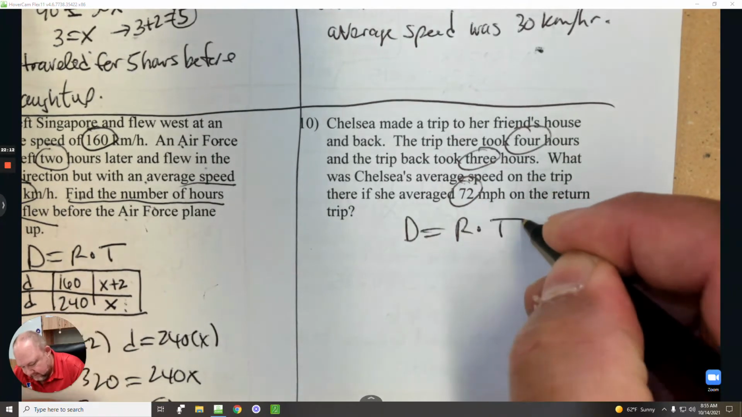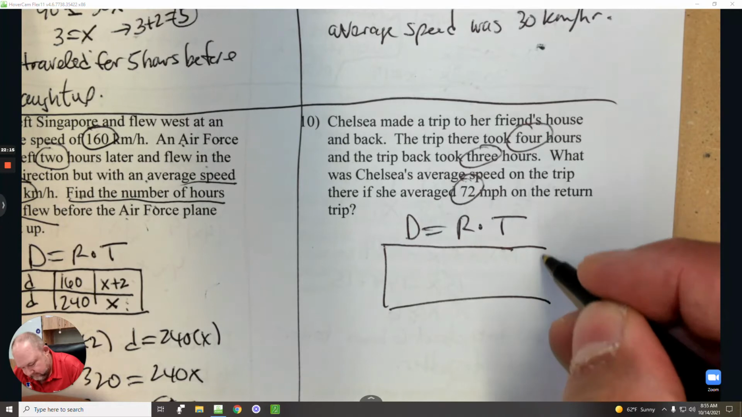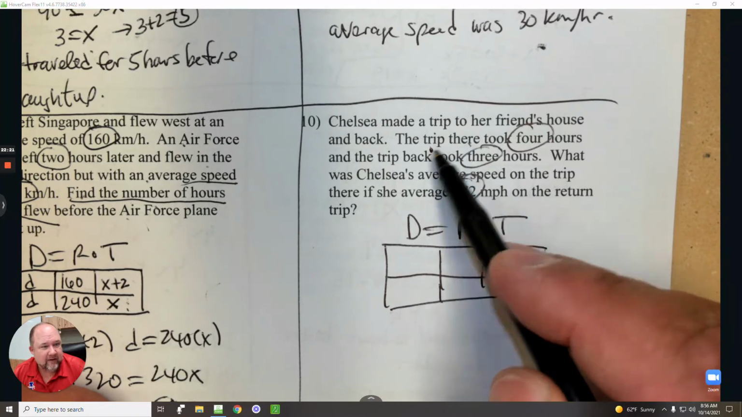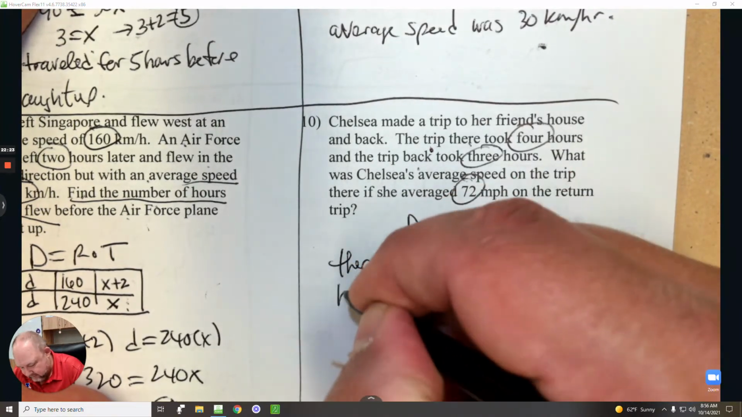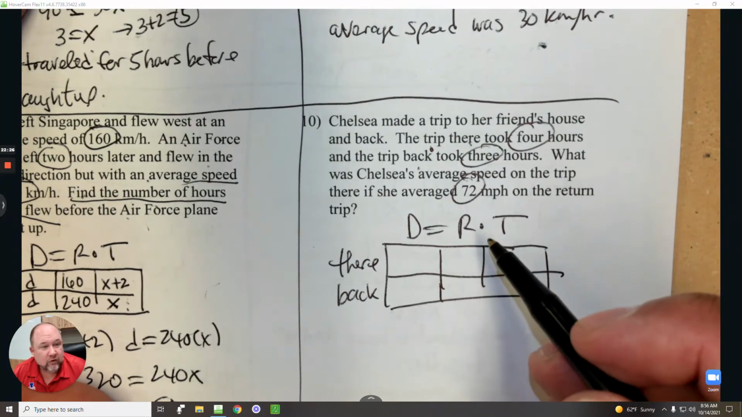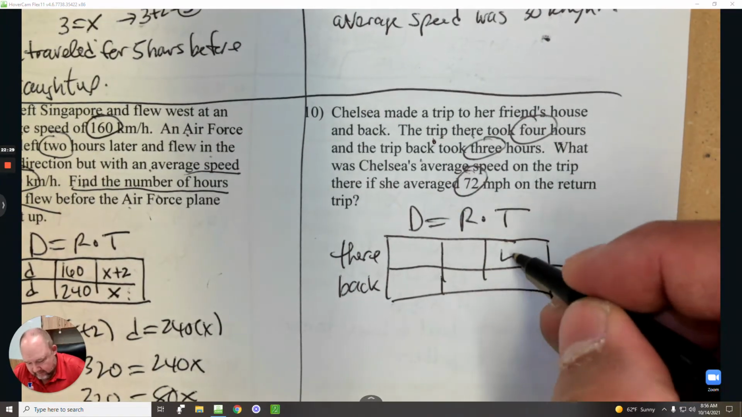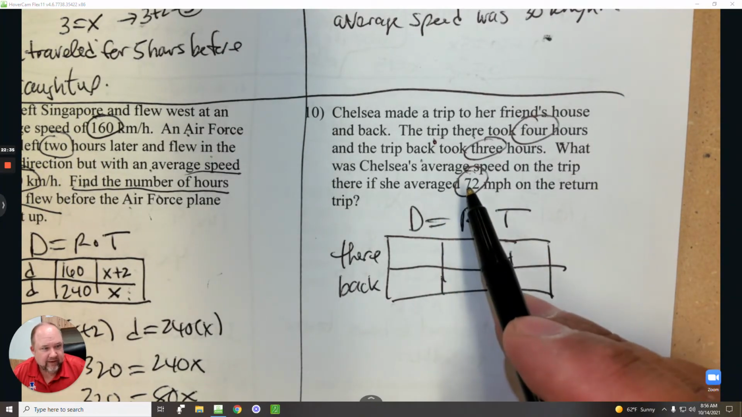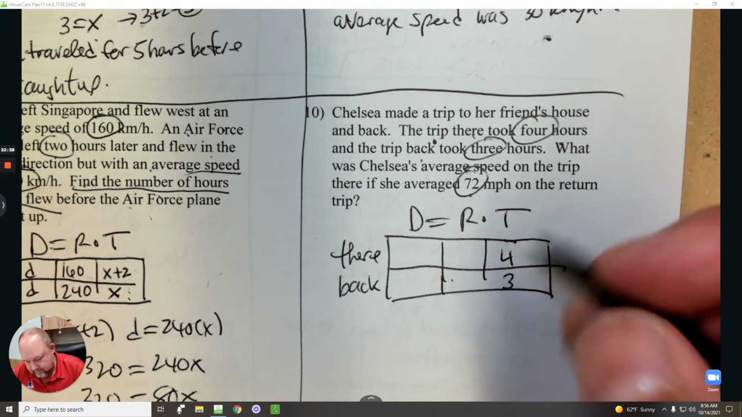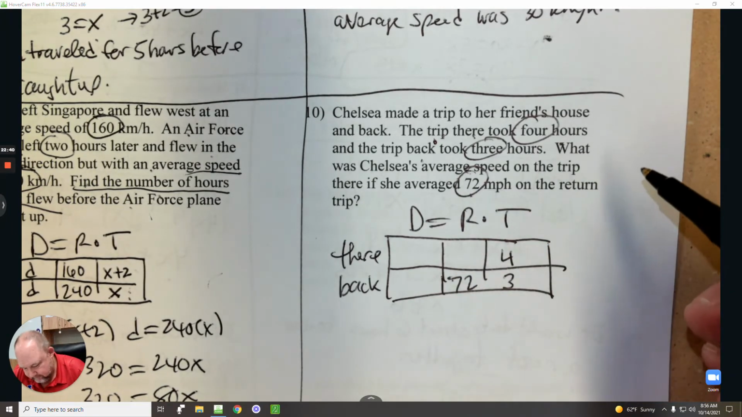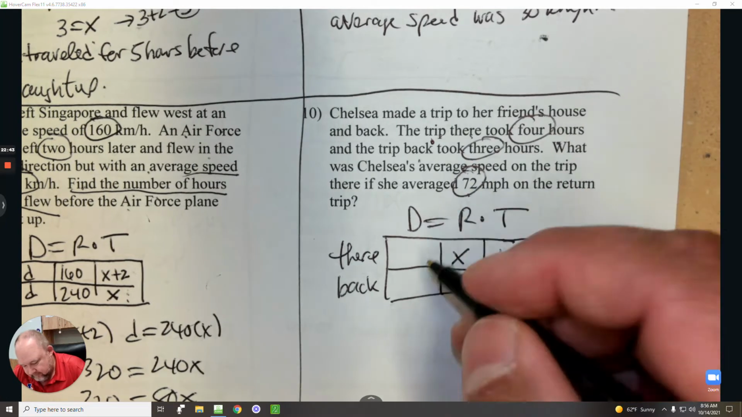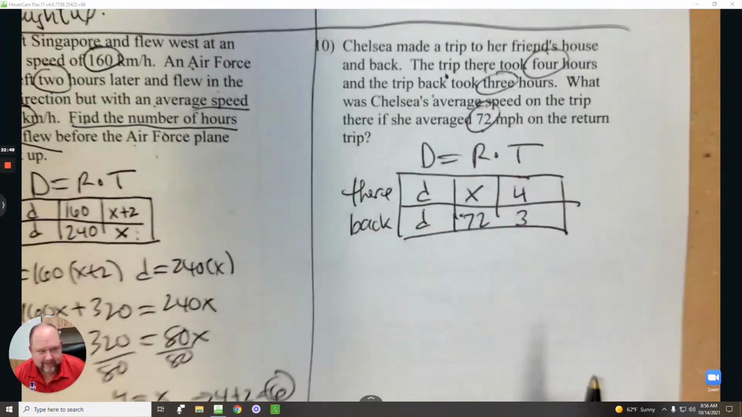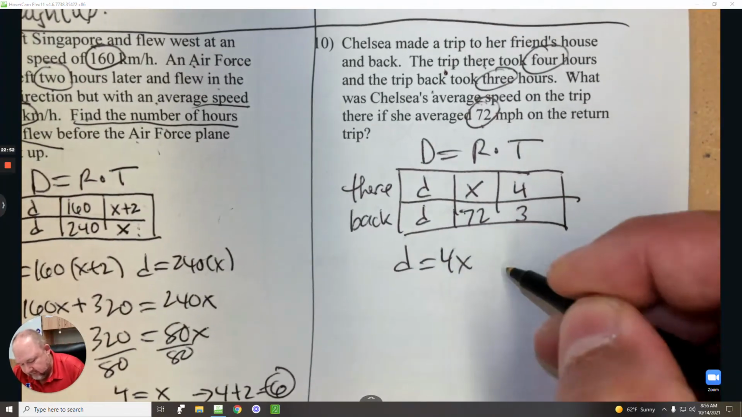Distance is equal to rate times time. We have the same person here, but the two trips are a trip there and a trip back. So I'll call it the trip there and the trip back. So the trip there took 4 hours and the trip back took 3 hours. She averaged 72 miles per hour on the return trip. And then the distance is the same, so my unknown is the rate there. The distance is the same because it's there and back. So we have two equations.